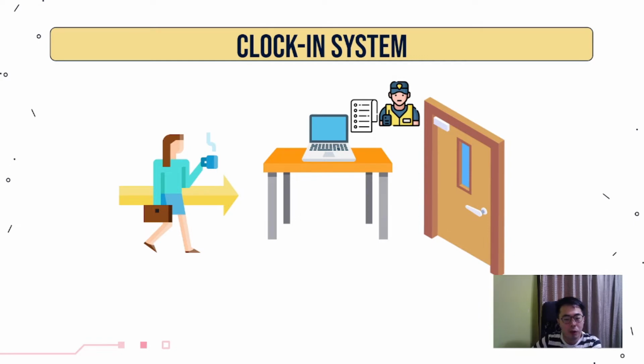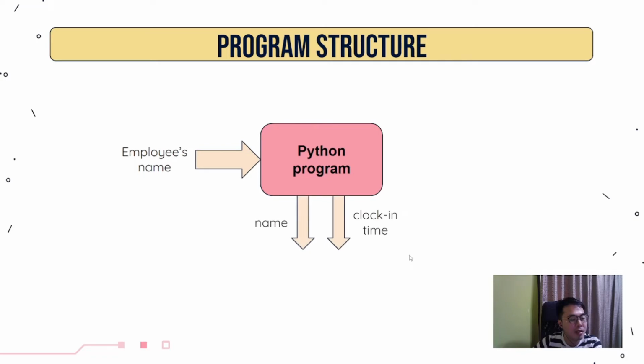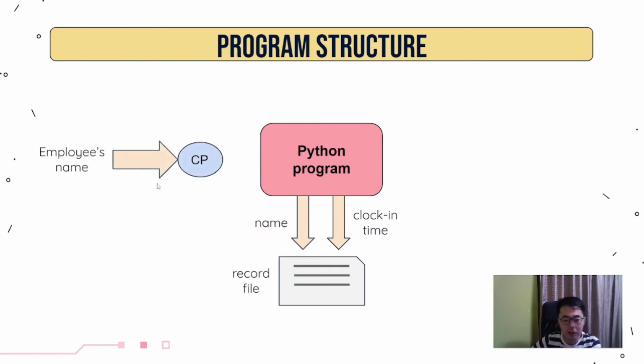Now let's take a look at the program structure. Let's look back at what we did last time. We let the user input their name and save their name and clock-in time into a record file. Now let's take it a little further by adding a checker right after the visitor comes in. If the name the visitor inputs is inside the whitelist, then it can proceed to the clock-in program. If it's not, it will let the user retry.